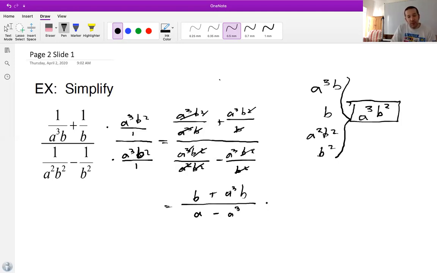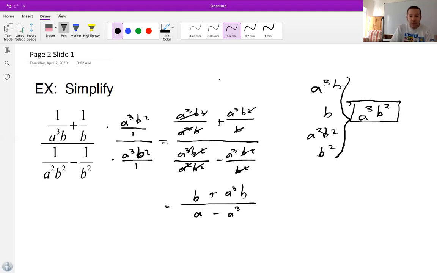This probably has a little more factoring that can be done, but for now I just want to stop here. I might come back and finish that later, but this can be factored more. I can see that I'm going to get a times a minus a times 1 minus a squared on the bottom, but we can worry about that later.